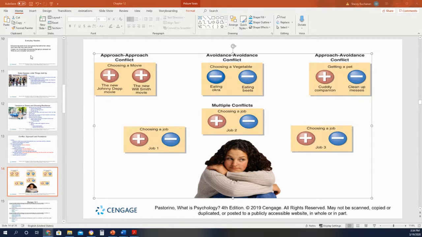And then multiple approach avoidance is just this between multiple things. So trying to choose between three jobs. One pays really well, but it'll take up a lot of your time. One is really close to your house, but it doesn't pay very well. So that would be multiple approach avoidance because there are good sides and downsides. There are pros and cons to each one.